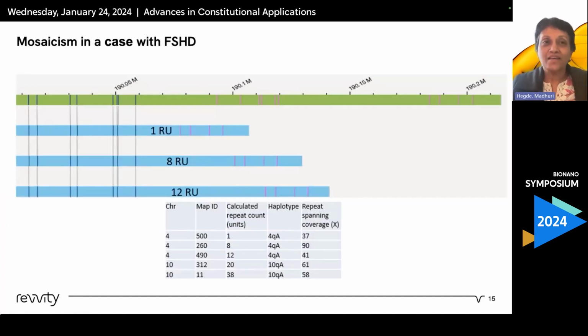So with that explanation, let's look at some cases. And we have really detected some very interesting cases in our laboratory. This particular case demonstrates the power of optical genome mapping to detect mosaicism. So again, what you see here is a detection of one repeat unit, 8 and 12 on the 4qa allele, which is a permissive allele.